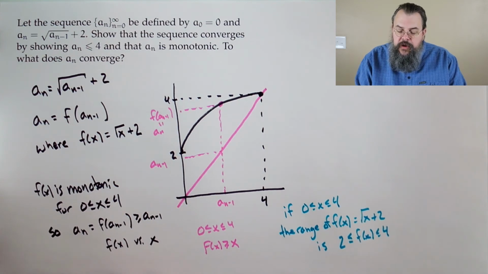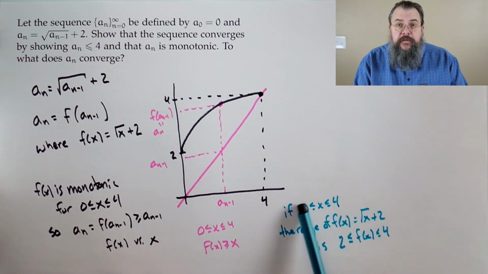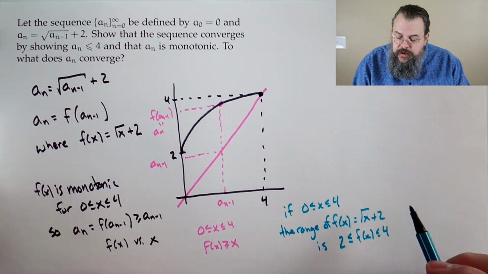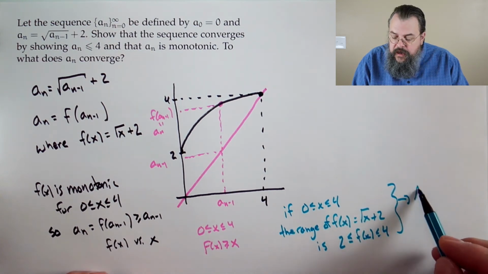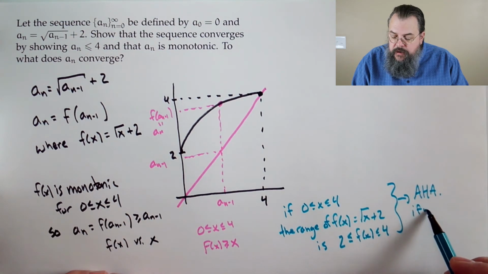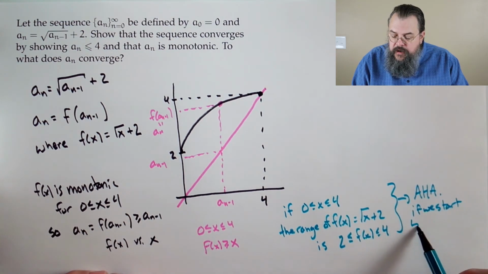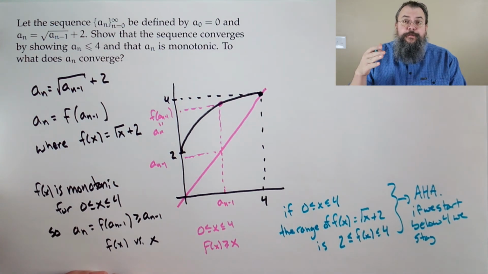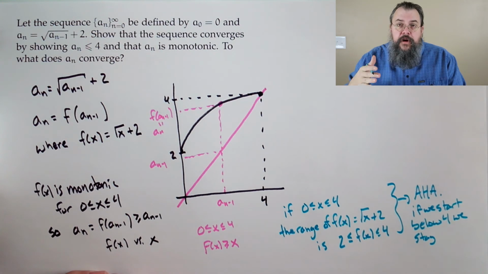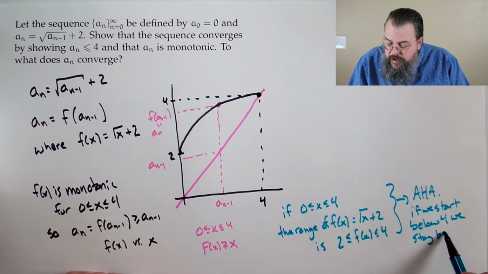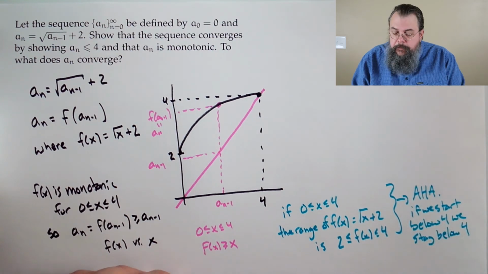So what's the moral? If you plug anything in that's below 4, the output is below 4. So this says, aha, our great moment of insight: if we start below 4, we stay below 4. And that's what we need to say, because we are supposed to show this is bounded. If we can always be below some point, then we're bounded. So we are bounded by 4.